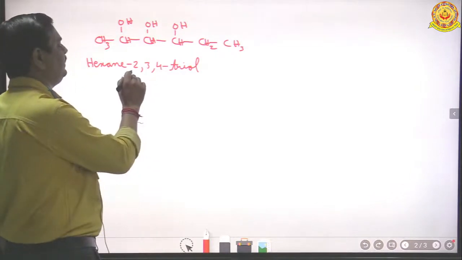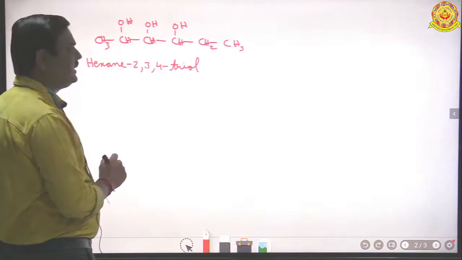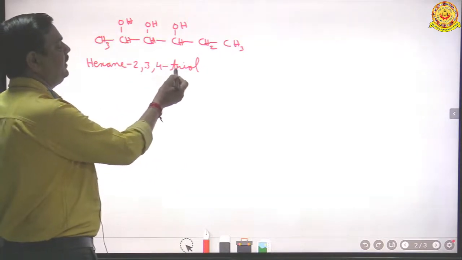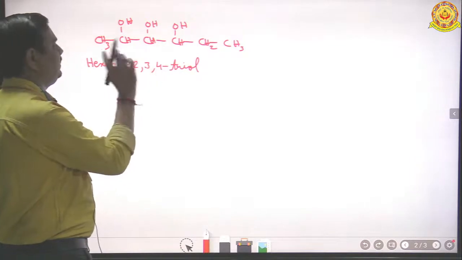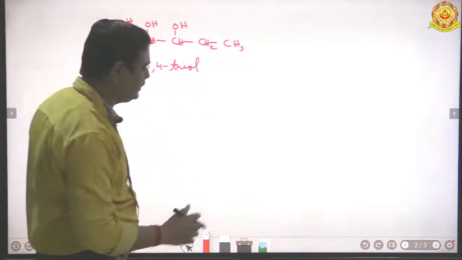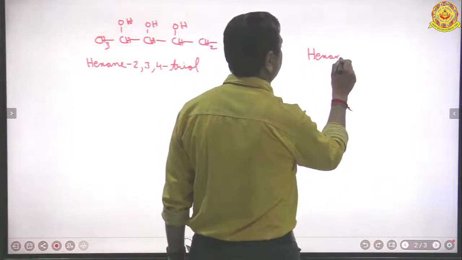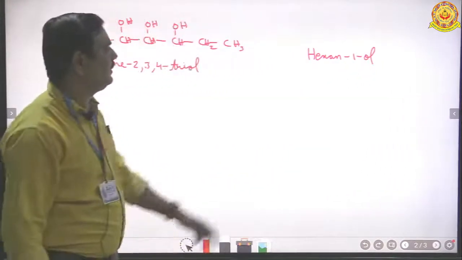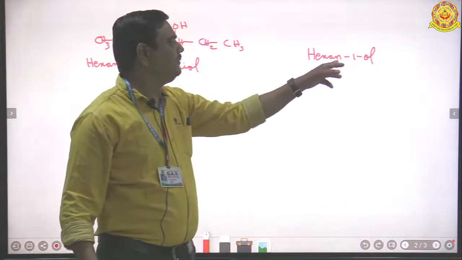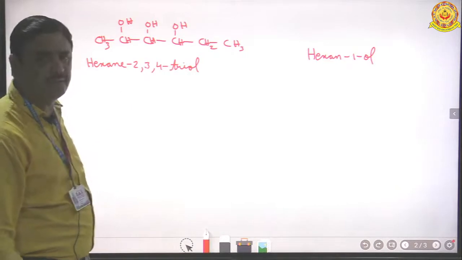Always remember, when we use numbers indicating the positions, then if after the numbers the suffix begins with a consonant, we have to keep the E. Otherwise the E will be removed. Here a vowel is there, so I have not written E. Here the first letter is a consonant, so I have written E here. Okay.